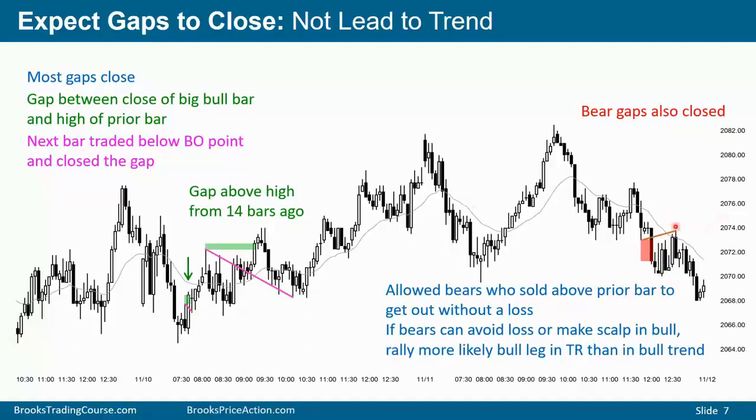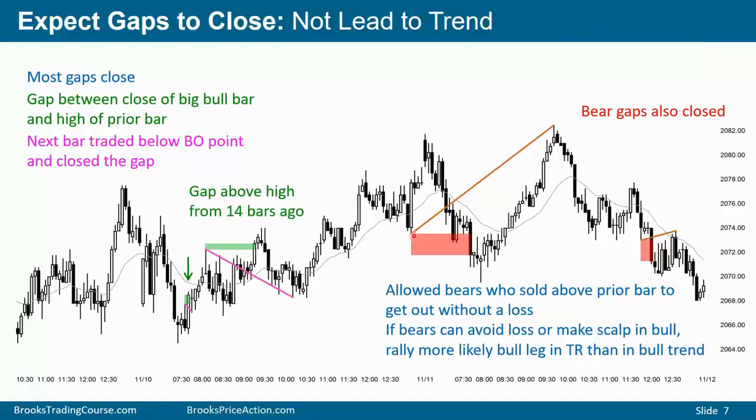And the opposite is true for the bears. We have a gap between this close and that low. Then we had a reversal back up above the breakout point, and therefore the bulls who bought that low right here, if they did not scale in, this rally back above their entry price allowed them to get out without a loss. If they did scale in, the rally allowed them to make a profit.